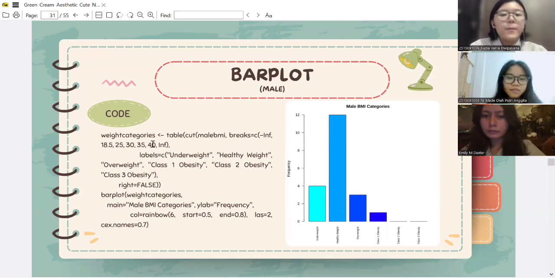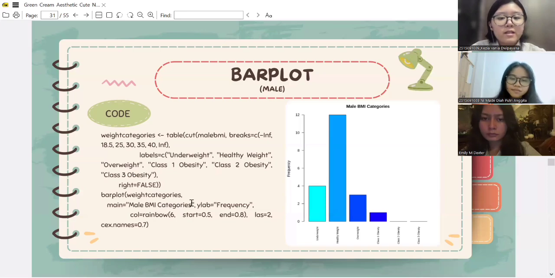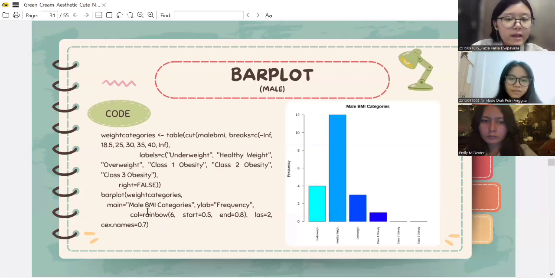And by using the table function, we are counting individuals per category. It basically converts the factor to frequencies. The barplot function creates a bar plot using the weight categories data. Then we set the main title as male BMI categories and label the y-axis as frequency. Then we assign different colors for each bar, which I have made to vary around the blue color. And las equals 2 to rotate the x-axis labels vertically so they can be read clearly.